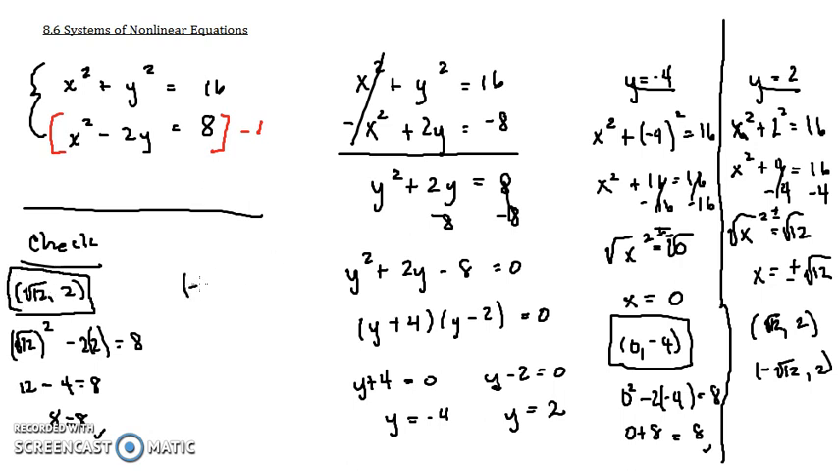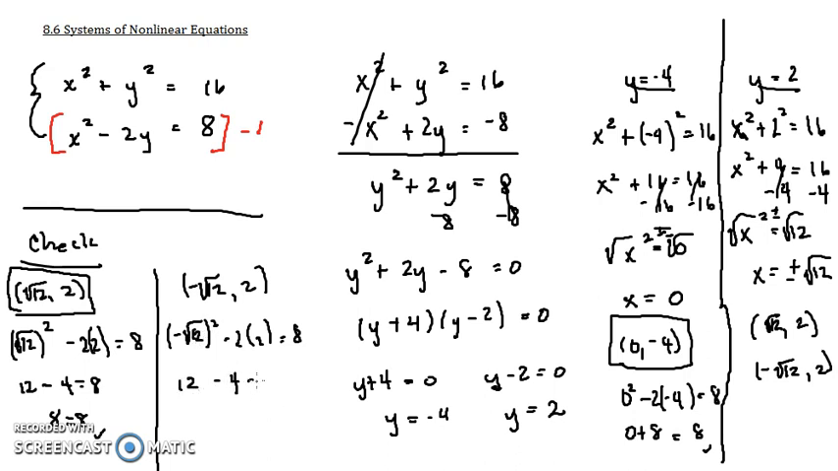Okay, checking the other one, negative square root of 12, 2. So we're going to have negative square root of 12 squared minus 2 times 2 equals 8. So negative squared is going to come out positive, and again, square root of 12 times square root of 12 is positive 12. So again, we get 12 minus 4 is equal to 8, and that one does check out as well. So we actually keep all three of these solutions. We've got one here, 0, negative 4. We've got one here, negative square root of 12, 2, and one here, positive square root of 12, 2. So we've got three solutions for this one.